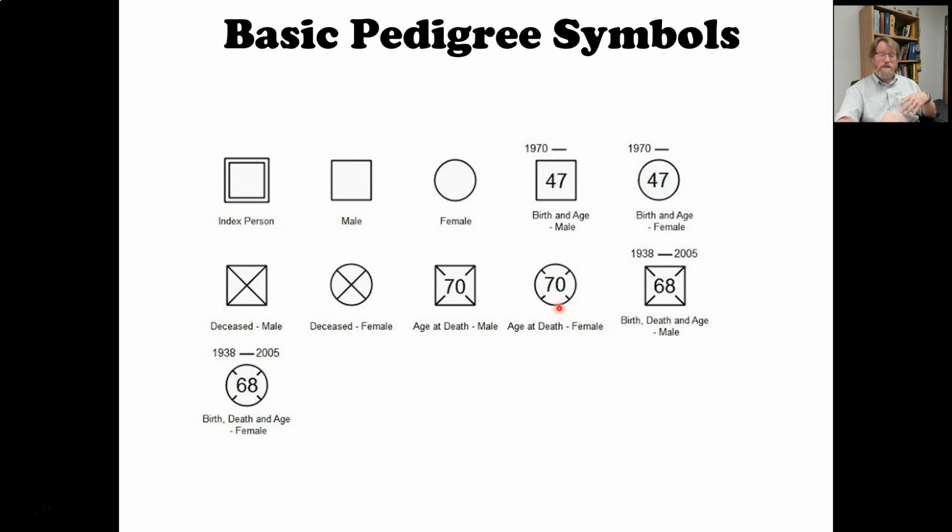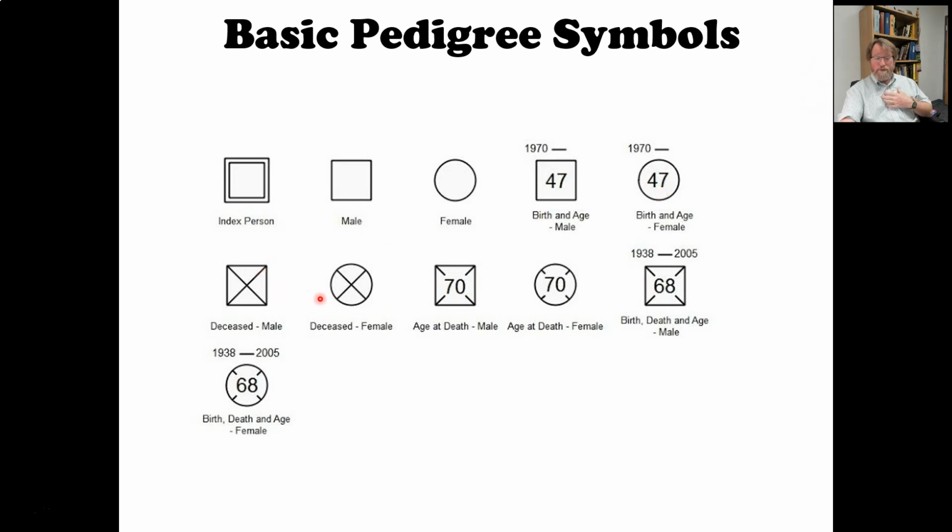Then a few others. Over here on the left, this kind of double box, index person, that's like what you heard before, proband. Male and female, we know that. Then one way of showing the age of people when the pedigree was put together. Here you could see that this would be a male who was 47 at the writing of this. Then they were born in 1970. So that would tell you a sense of when the pedigree was put together as well. Same situation over here, just for a female.